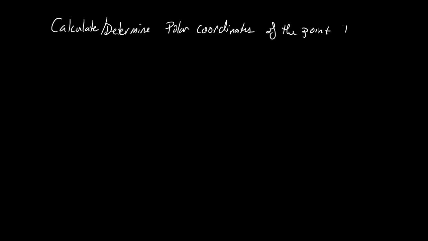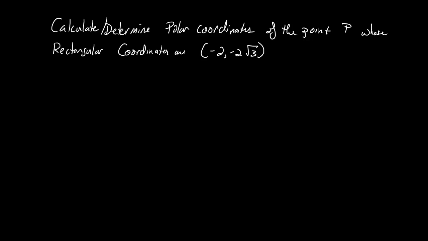So we want to determine, not really calculate, well, you do calculate to determine them, the polar coordinates of the point, we'll call this P, whose rectangular coordinates are, let's do negative 2 comma negative 2 square roots of 3.